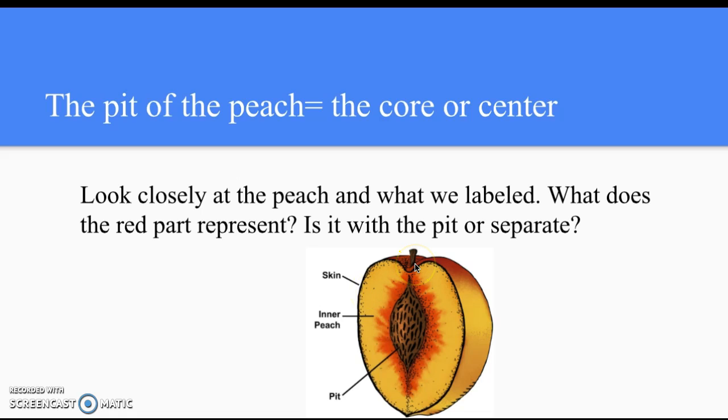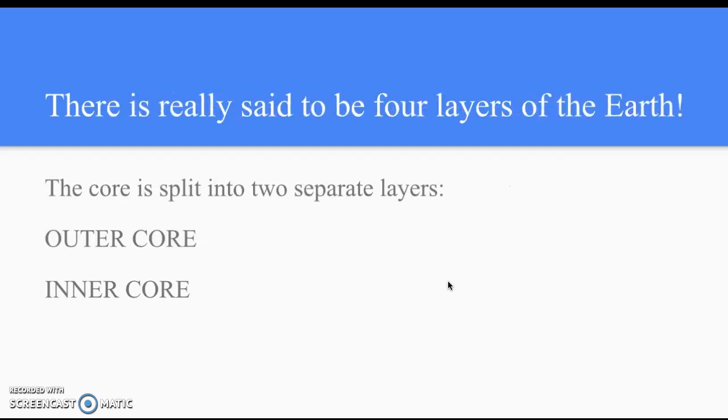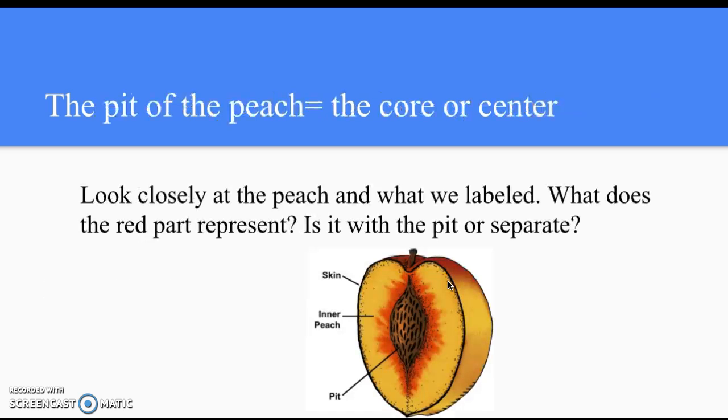But look closely at the peach and what we labeled. Did we ever go over what this red part represented? Or if it's with the peach or it's separated from the peach? So, I'm sorry that I lied, but there really is said to be 4 layers because the core is split into 2 separate layers, the outer core and the inner core. So the red would represent the outer core and the actual pit would represent the inner core.